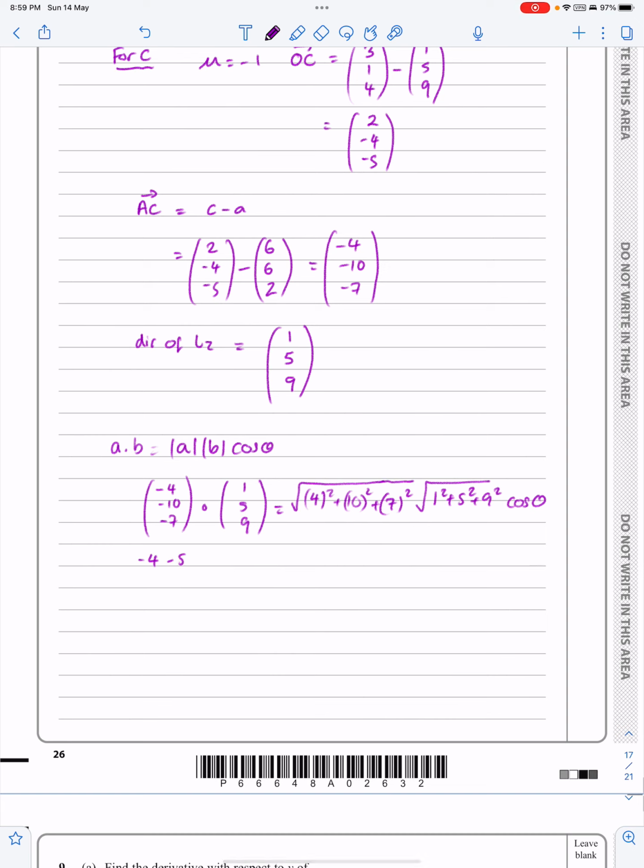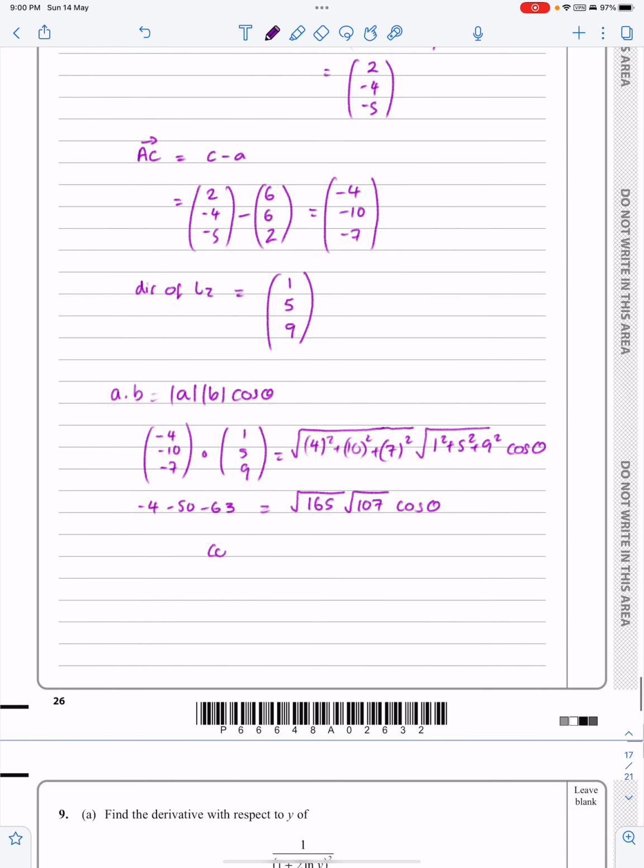So if we work out this first bit, just be careful with it, easy to make mistakes. This is minus 4, this is minus 50, this is minus 63. That all works out to be minus 117, and the modulus of a works out to be root 165, and the modulus of b works out to be root 107, times cos theta. And so cos theta is equal to one of them over the other one there: minus 117 over root 165 root 107.